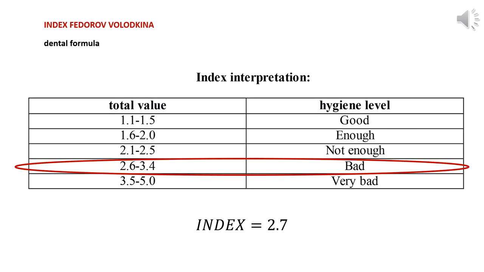It is necessary to interpret the resulting figure. For this, we have a table. The table consists of 2 columns, total value and hygiene level, and 6 lines, where there are 5 interpretation options, depending on what result we got. Our result of 2.7 falls under the line where the total value is in the range from 2.6 to 3.4. Thus, the hygiene level of this patient corresponds to bad.